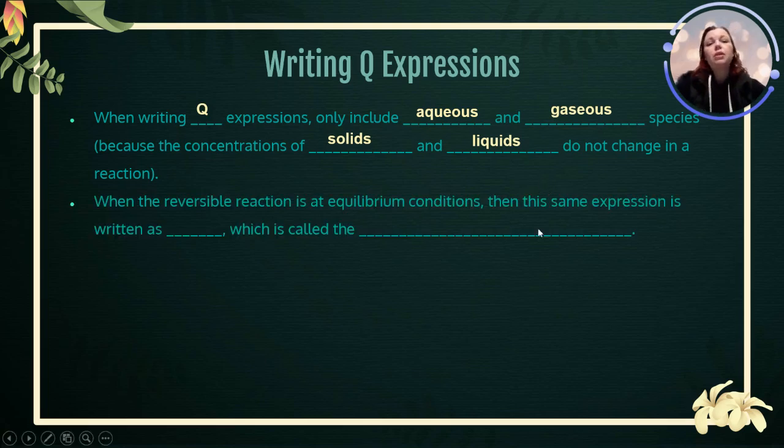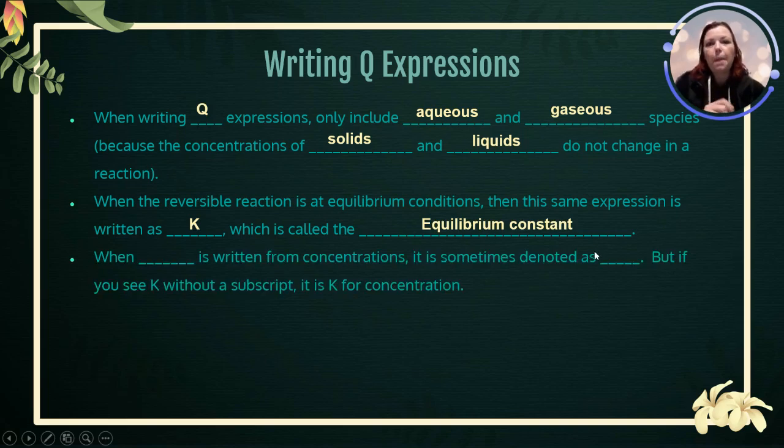When the reversible reaction is at equilibrium conditions, then this same expression is written as K, which is called the equilibrium constant. So what I like to say is if you don't know that it's at equilibrium, you write Q, which I think stands for question. So here's the question, are we at equilibrium? If you know you're at equilibrium, then you write the K. K is constant. Yeah, I know the letters aren't the same, but go with it.